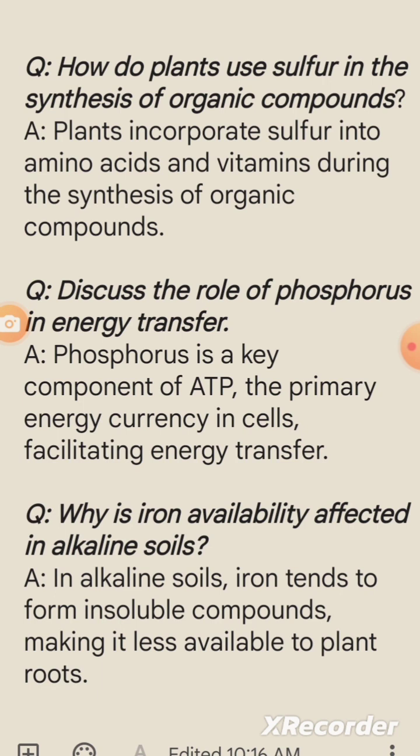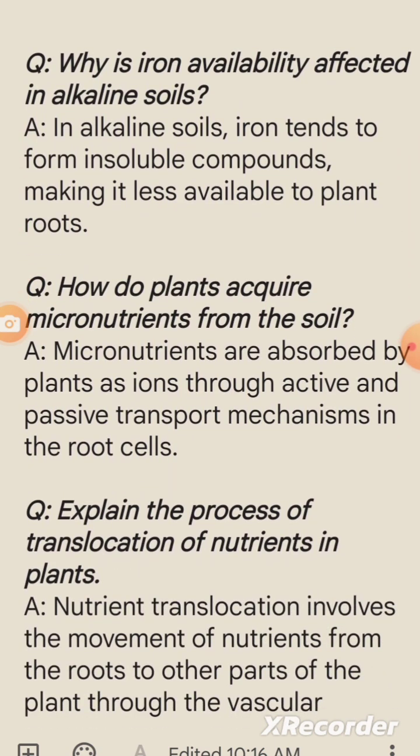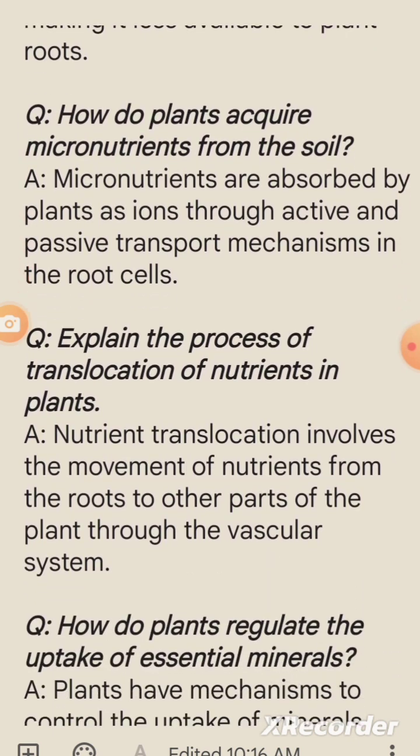Question: why is iron availability affected in alkaline soils? A. In alkaline soils, iron tends to form insoluble compounds, making it less available to plant roots. Question: how do plants acquire micronutrients from the soil? A. Micronutrients are absorbed by plants as ions through active and passive transport mechanisms in the root cells.